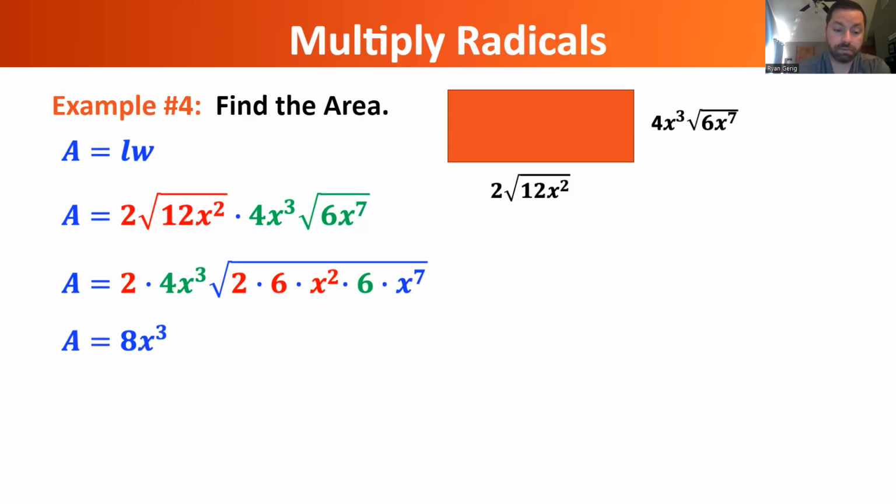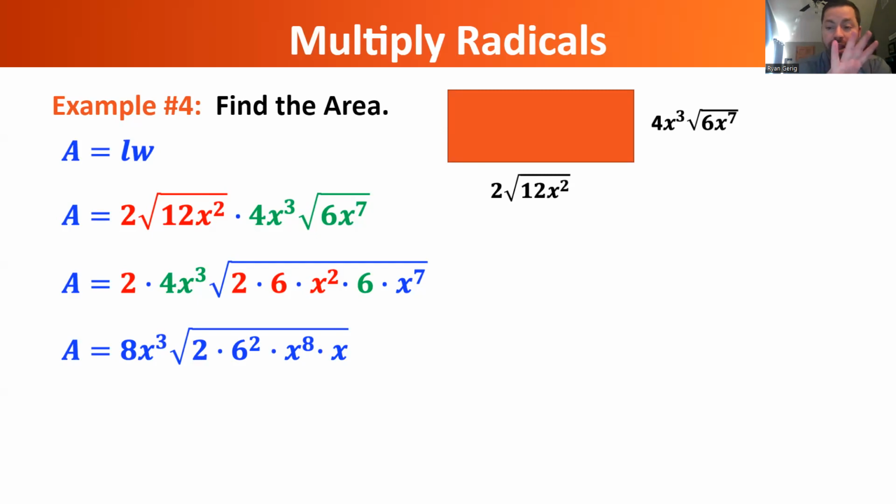That's on the outside. Under the radical, 2 does not have a match, so it's just 2. 6 does have a match, so I can write that as 6 squared. And then I can do x to the 8th and x. Now, why x to the 8th? If you haven't noticed yet with variables, you can divide the exponent by 2, right? Because I could write x to the 8th as x to the second, x to the second, x to the second, x to the second. That's 4 of those. So I would have 4 x's that can be brought out.